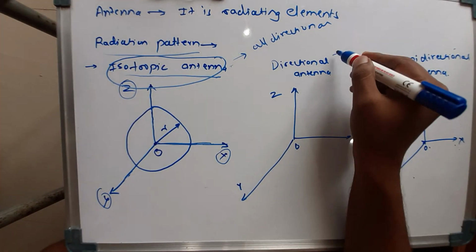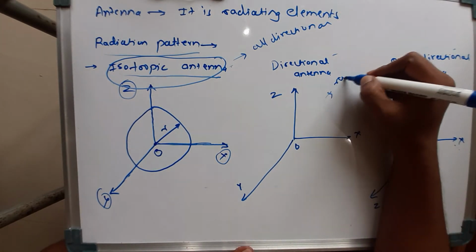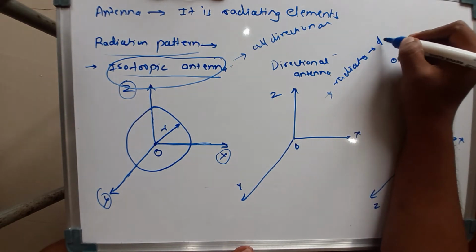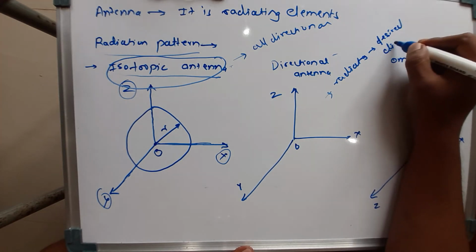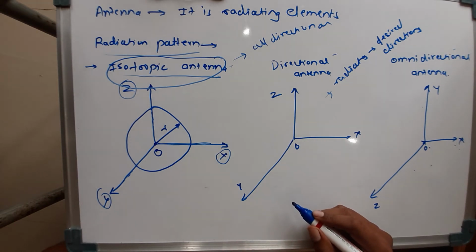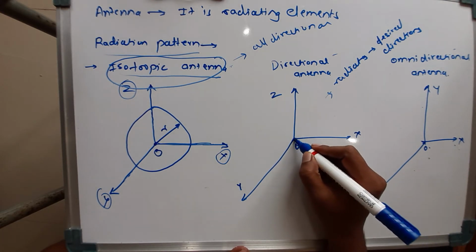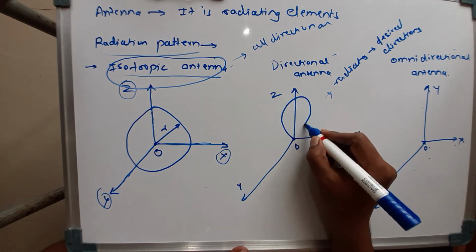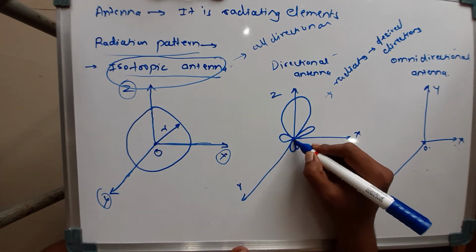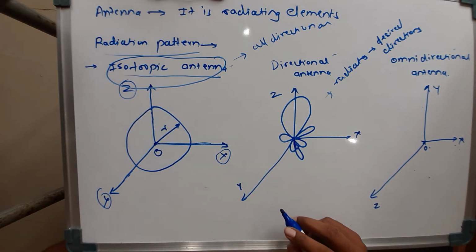Then we will see the radiation pattern of a directional antenna. So it will radiate the energy in desired directions. So for this one we will say it is a single direction antenna. So assume this is a 0. So for this one I will draw like this one. So this is the radiation pattern of directional antenna.